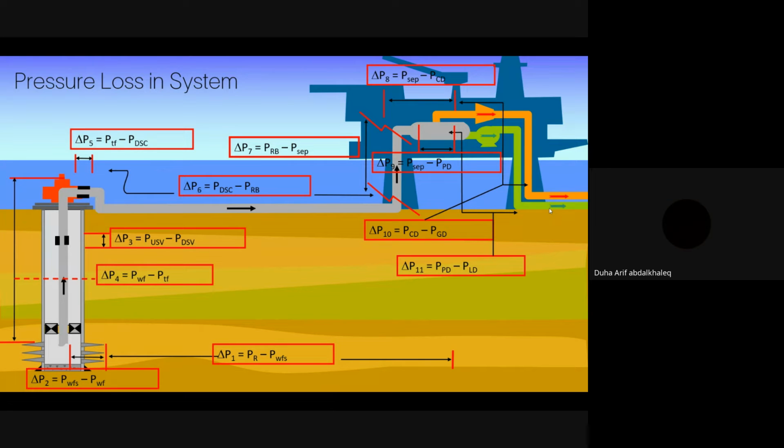So, how do we calculate? How do we take benefits of these pressure losses in our system? And how do we calculate the flow rates? How do we know how much flow rate this well will produce? By knowing the reservoir pressure and separator pressure, we can use nodal analysis to know how much production or how much flow rate this well will produce. So what is nodal analysis?